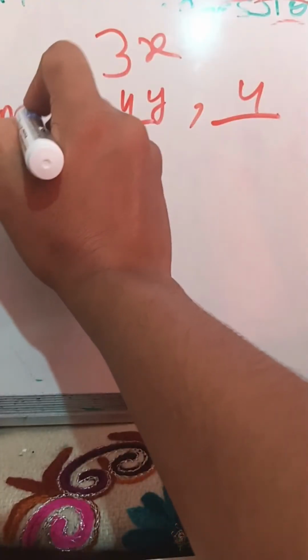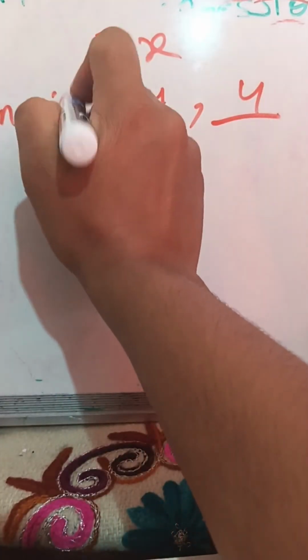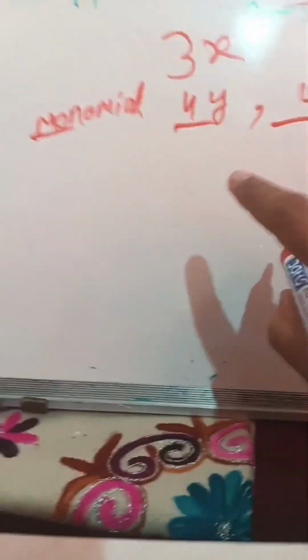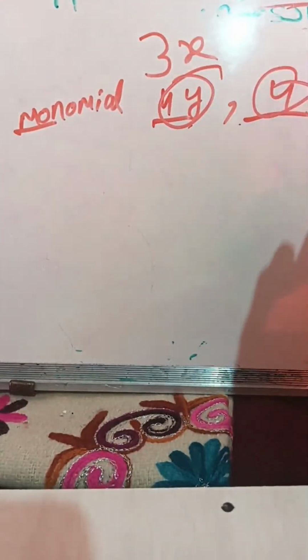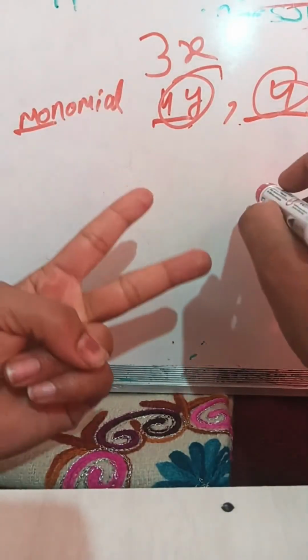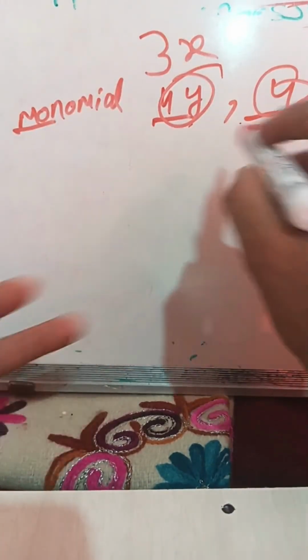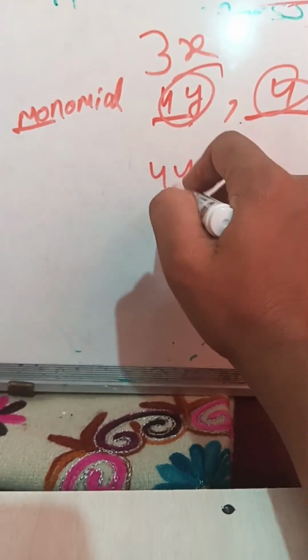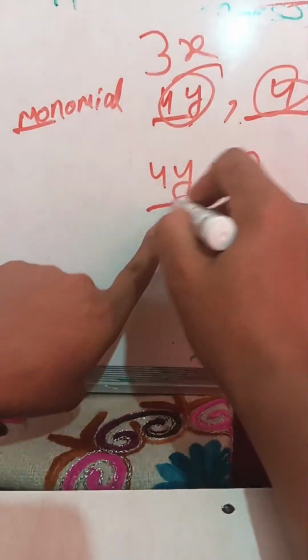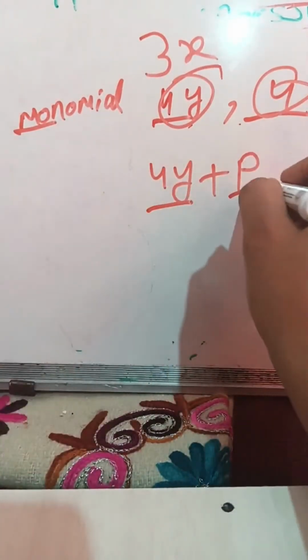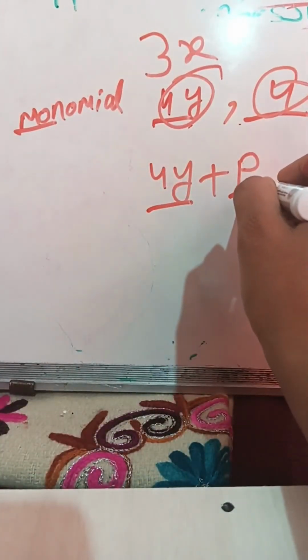Monomial. Mono means one. It belongs to one, meaning it has only one term. That is a monomial. If an expression has two terms, like 4y plus p, these terms may be constants, constant and variable terms, or variable terms.